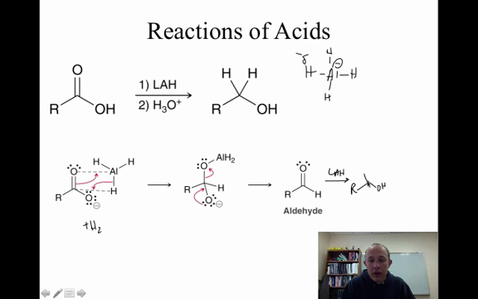So we know that we can oxidize primary alcohols to carboxylic acids using Jones reagent. With a very strong reducing agent like lithium aluminum hydride, we can reduce carboxylic acids back to primary alcohols.